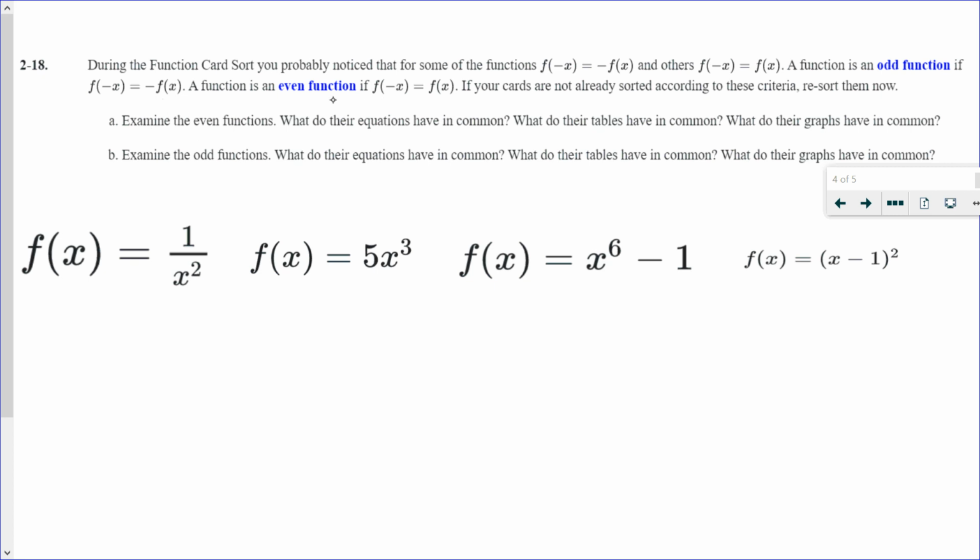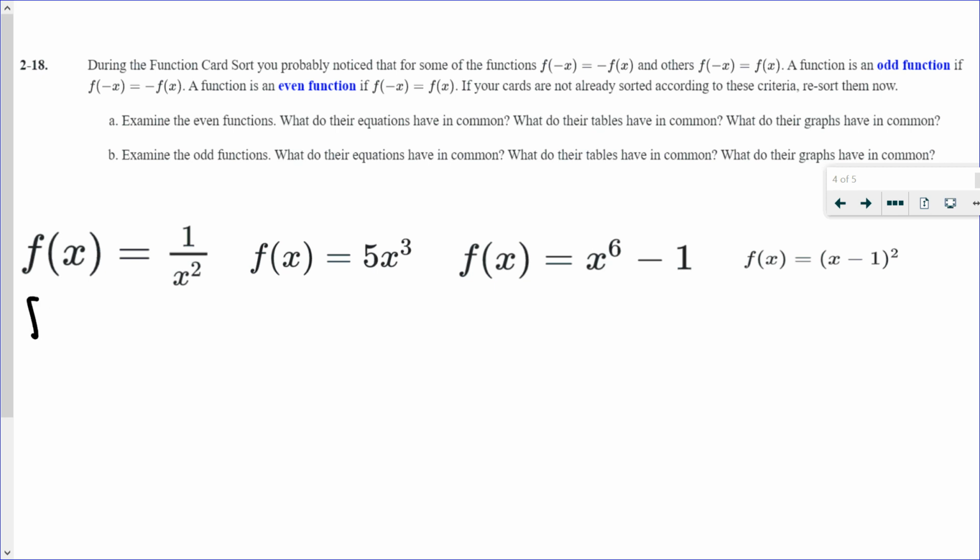An even function, interesting enough, is if I take f of negative x, it's the original function. Same graph, same outputs even if I put in negative x. So we want to bump up our level of understanding to showing it algebraically.